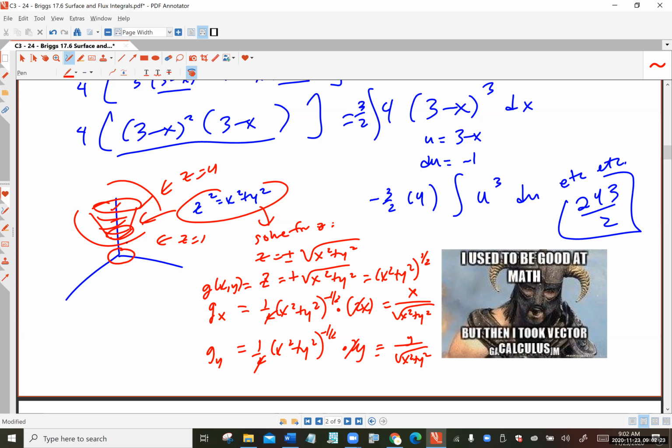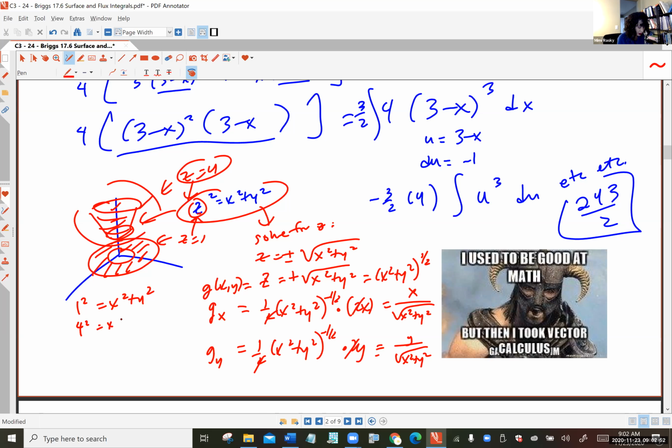Well, I claim it's going to look like concentric circles. Concentric circles, really? One of the concentric circles is when you plug z equals 1 into z squared equals x squared plus y squared. That's one of the circles. And then you plug z equals 4, because that was the other horizontal plane capping above, into your x squared plus y squared, and then you get the other circle.